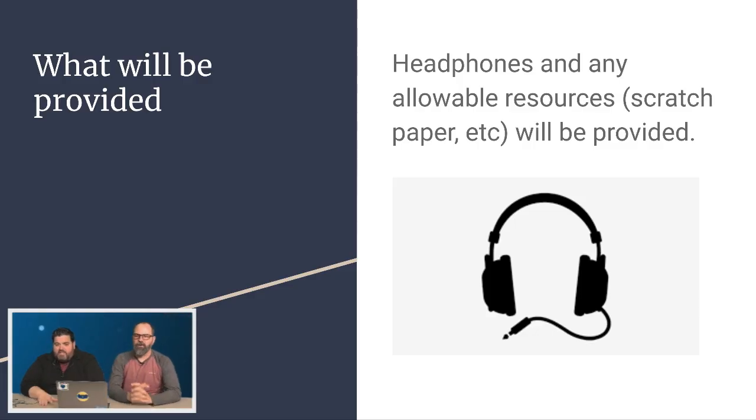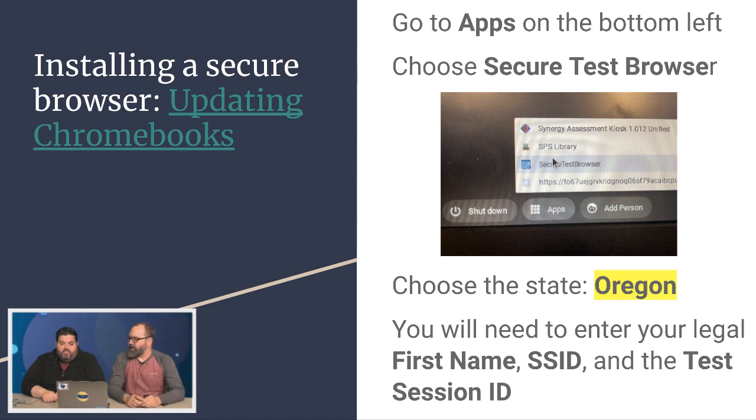Headphones are allowable. We're going to provide those for you, so you don't even need to worry. Scratch paper too. When you're checking on your Chromebook, you're going to go to the apps in the bottom left, then secure test browser. What that does is shut everything else down. Then State of Oregon, and that's where you'll enter your super secret numbers and your test session ID, which your teacher will provide. Piece of cake.